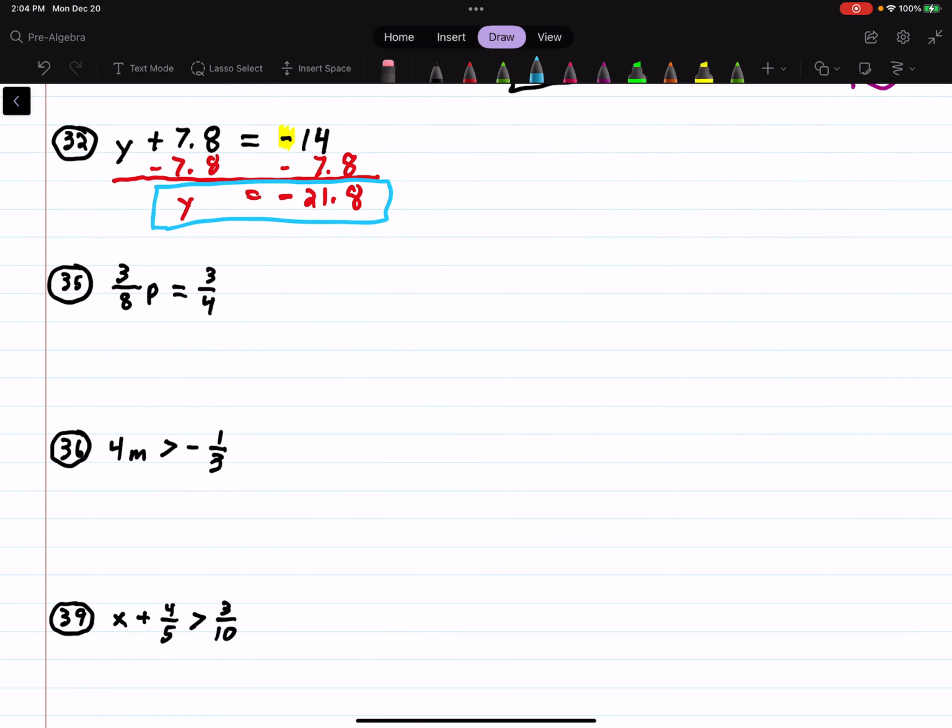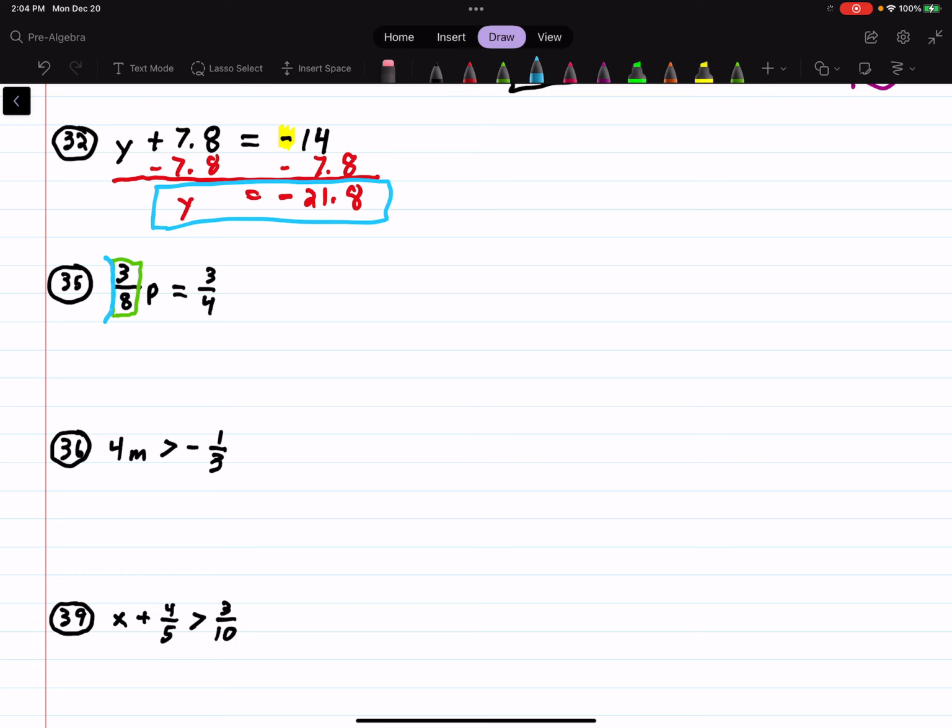Now we have number 35. We got 3/8 p equals 3/4. And if you remember, there's a special rule for that. You're just going to multiply. You look for the coefficient here. This is the coefficient of your variable. We're going to take the reciprocal and multiply both sides by that reciprocal.